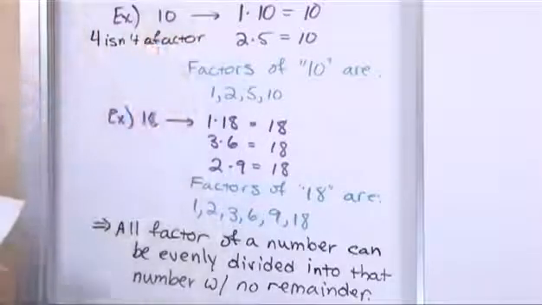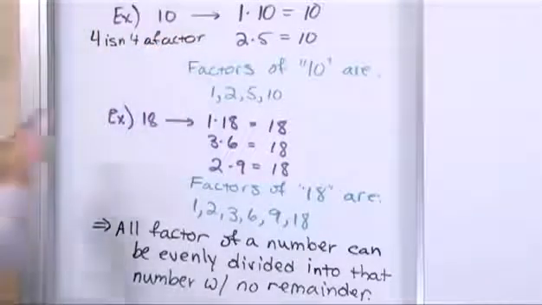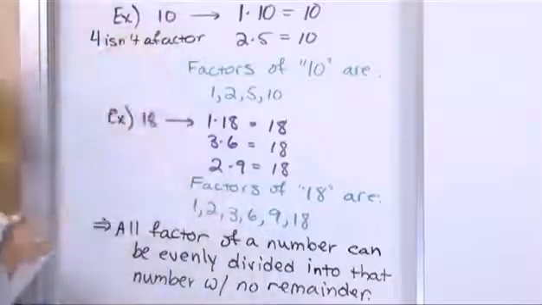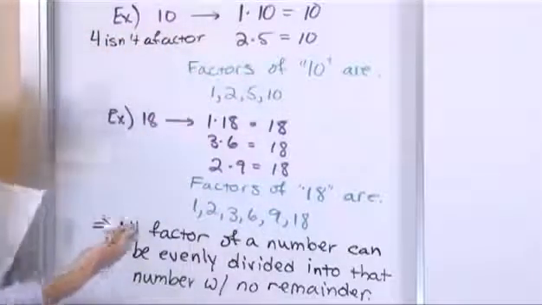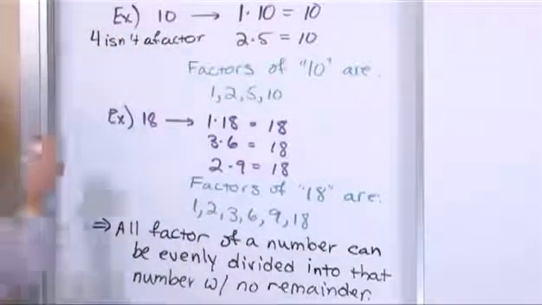And why is 4 not a factor? 4 is not a factor because 4 cannot be divided into 10 evenly. In other words, 4 can't be multiplied by anything to give you 10. It's the same way of saying that.